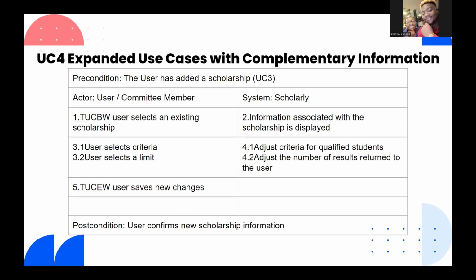Use case 4's expanded use case shows the process of editing the criteria. The use case begins with selecting an existing scholarship, and the precondition is that a scholarship must have been added. Then information associated with the scholarship is displayed. The user can select criteria or a limit, and either one of these adjusts different criteria. And then the use case ends with the user saving these new changes.